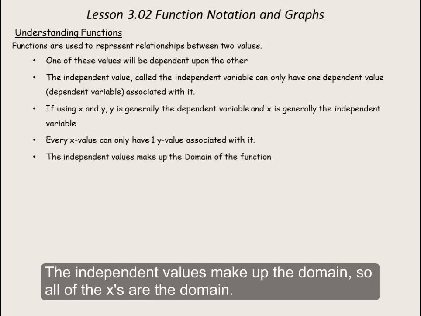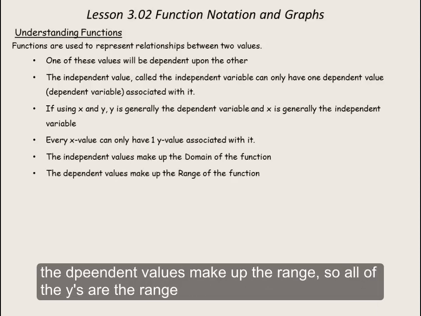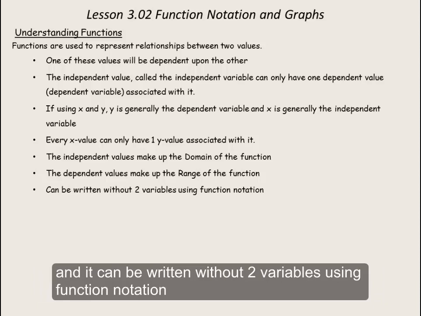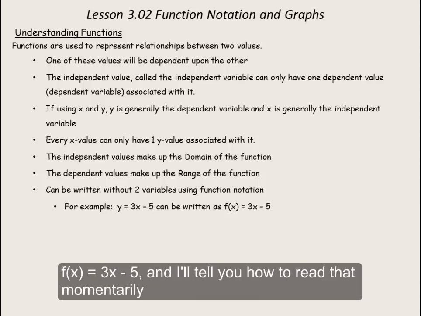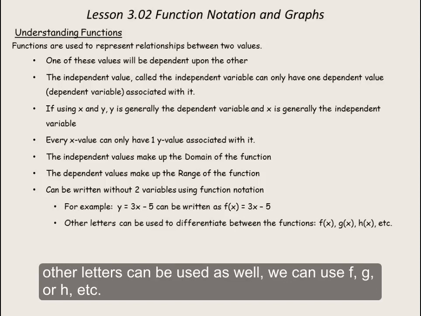The independent values make up the domain, so all of the x's are the domain. The dependent values make up the range, so all of the y's are the range. And it can be written without two variables using function notation. For example, I can write y equals 3x minus 5 as f of x equals 3x minus 5, and I'll tell you how to read that momentarily. Other letters can be used as well. We can use f, g, or h, etc.